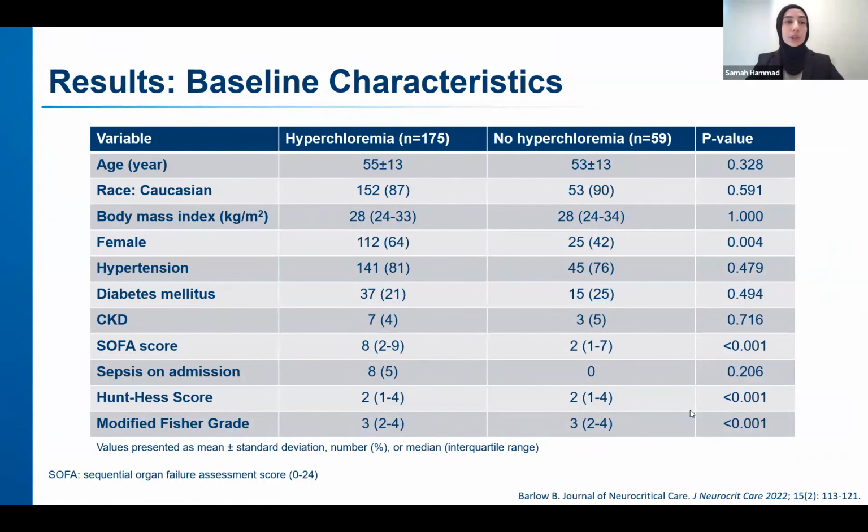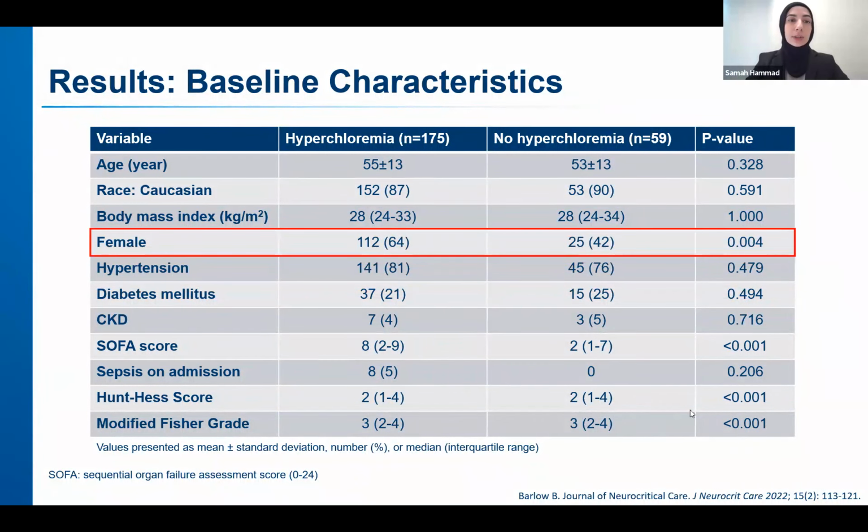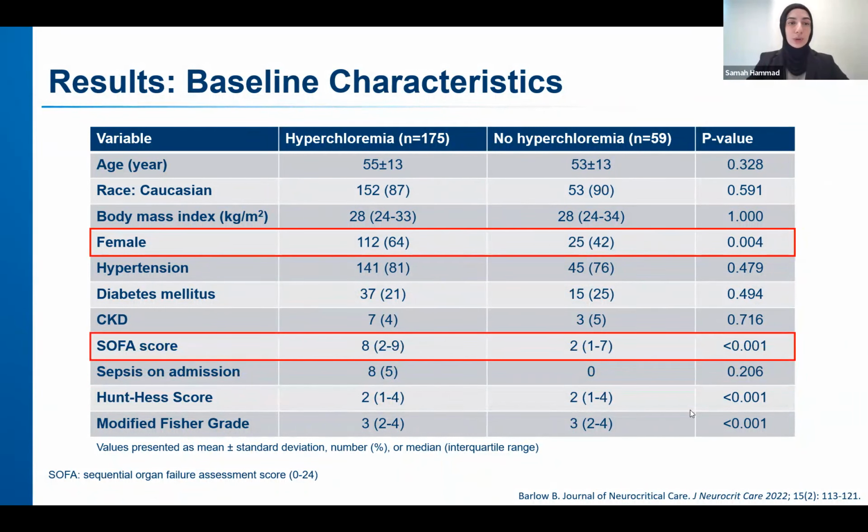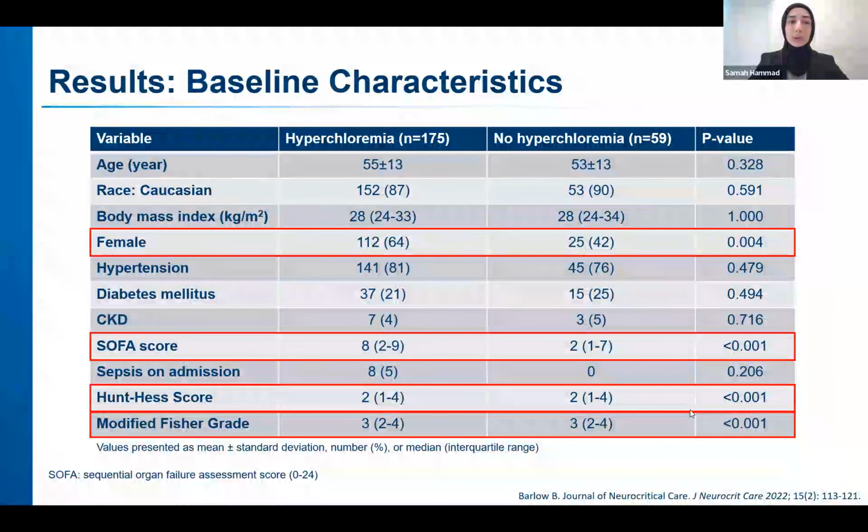In total, 234 patients with aneurysmal subarachnoid hemorrhage were admitted into this ICU and met inclusion criteria. Investigators presented the baseline demographics in such a way that divided these patients who met hyperchloremia, that primary outcome, versus those who had no hyperchloremia, of which 75% did meet that primary outcome of hyperchloremia. Overall, the patients were similar between both groups, with the exception of the hyperchloremia group having a greater amount of females, and then the hyperchloremia group had a higher SOFA score. The Hunt-Hess score for both groups was 2, and the modified Fisher grade was 3.